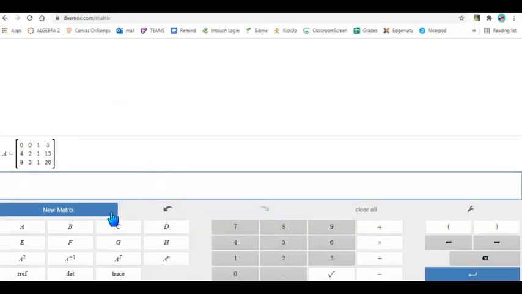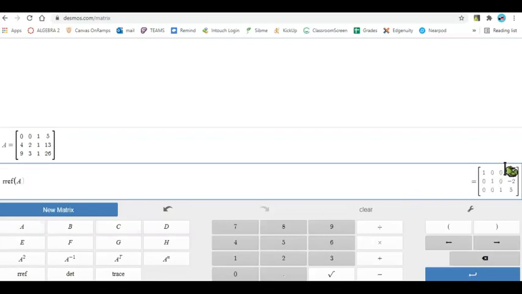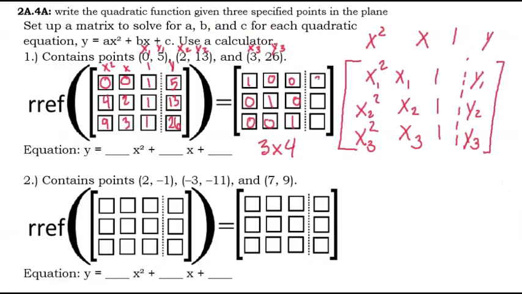Now from here we want to do RREF, and we call this matrix A. We're going to put A right there, and there's our answer. 3, -2, and 5. So the equation is y equals 3x squared plus -2x plus 5. That would be our equation that contains these 3 points.